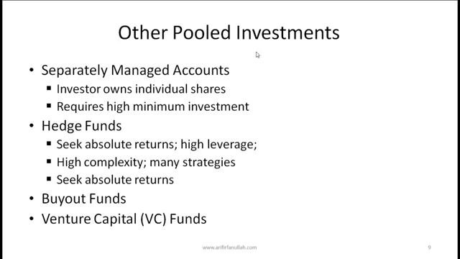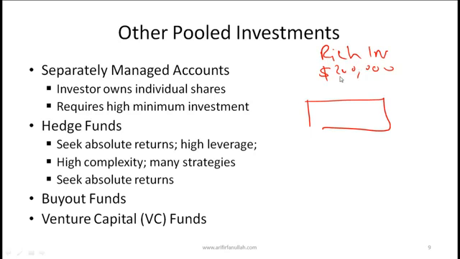Other pooled investments, so separately managed accounts. This is where you have a rich investor. Let's say that he has $200,000 to invest. The point being that he gives the investment manager these $200,000, and the investment manager creates an account specially for the rich investor and invests on his behalf.